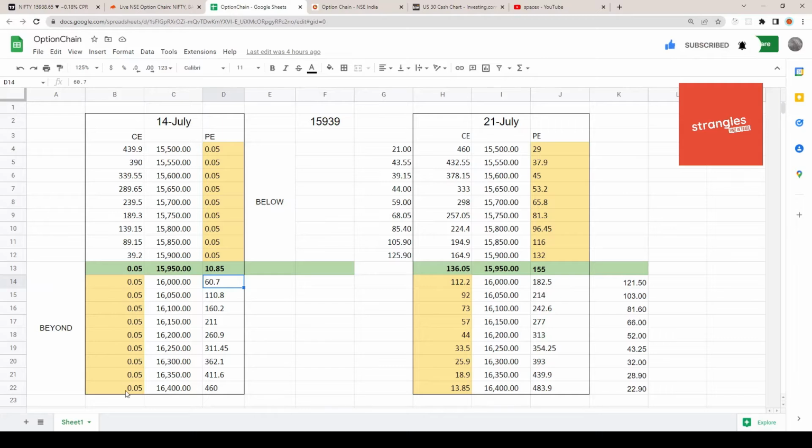So all OTM options will be expired worthless, that you can see over here. All the in the money options will have some intrinsic value, and it is the amount or the points by which they are away from the spot, right? On the call side, this one is 40 points in the money. 950 strike on the put side is 10 points in the money, right? Similarly, 16,000 put is 60 points in the money because Nifty expired on 15,940, right?